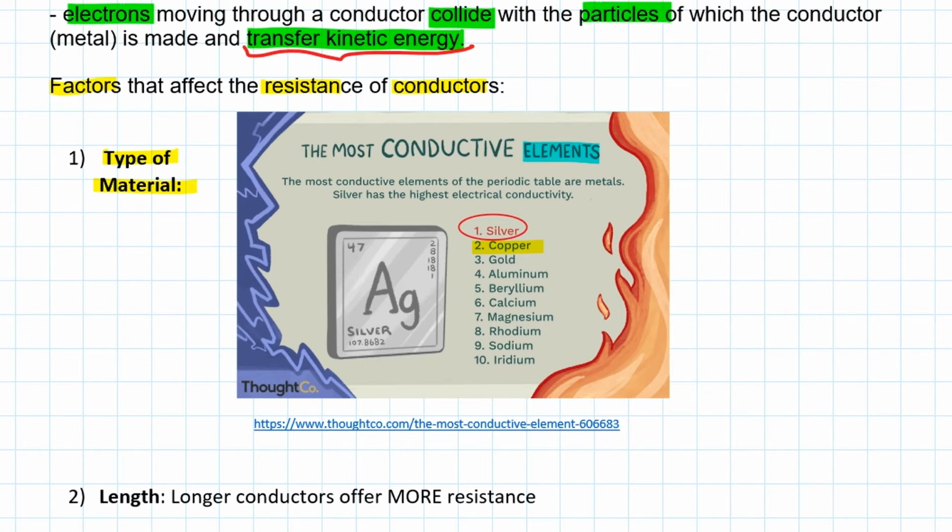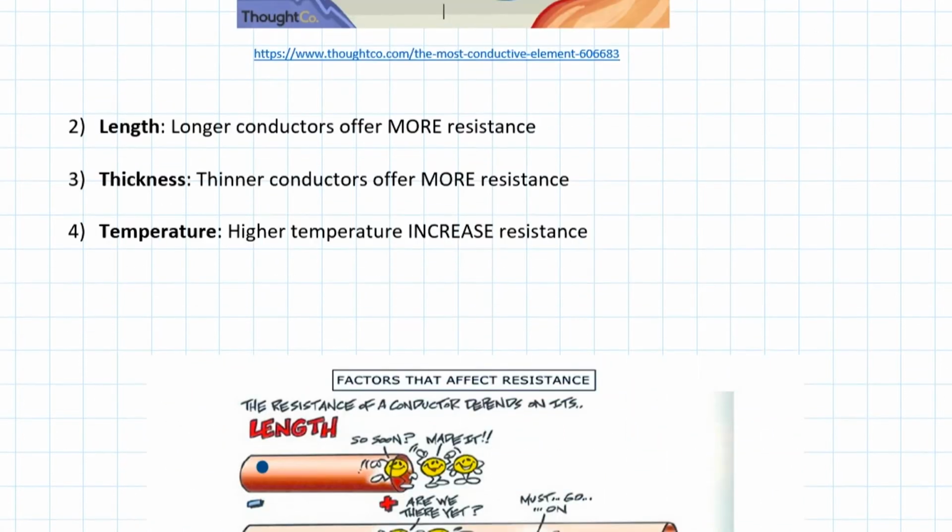Silver, of course, is just more expensive, and we can't find as much of it as we can copper, and that is why we prefer to use copper. Metals like gold, aluminium, beryllium, etc. can also conduct electricity. They're not as good conductors as copper, but even gold, for example, is a very expensive metal. All that you need to know is that the type of material definitely affects how much resistance conductors offer.